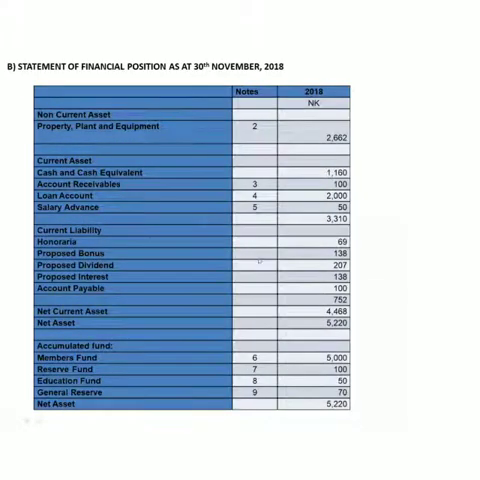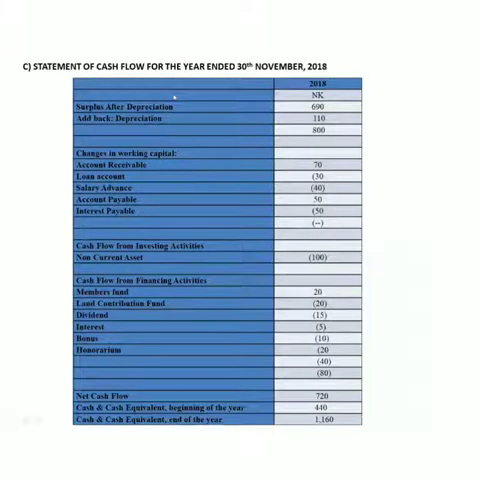Statement of financial position as at 30th November 2018. This is a typical example of a statement of financial position. You have membership fund of 5,000. Statement of cash flow for the year ended 30th November 2018. This is a typical example of statement of cash flow.